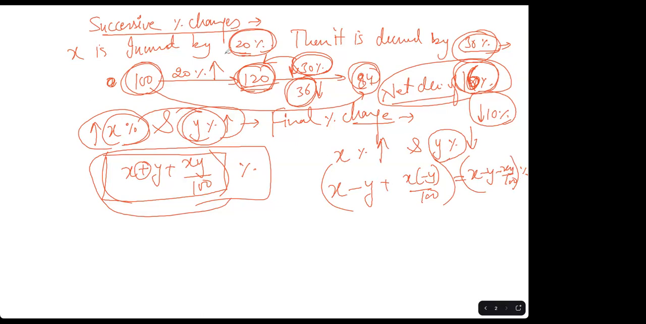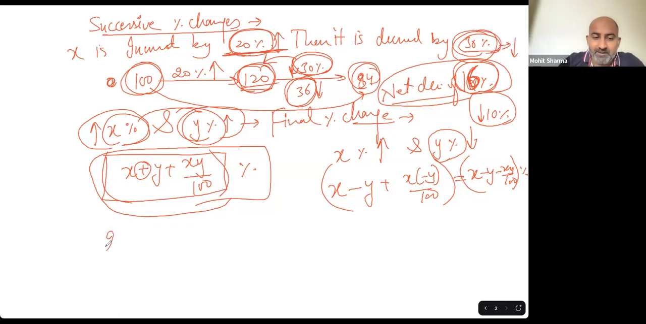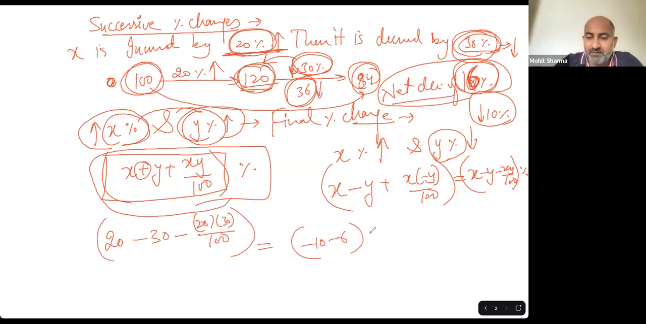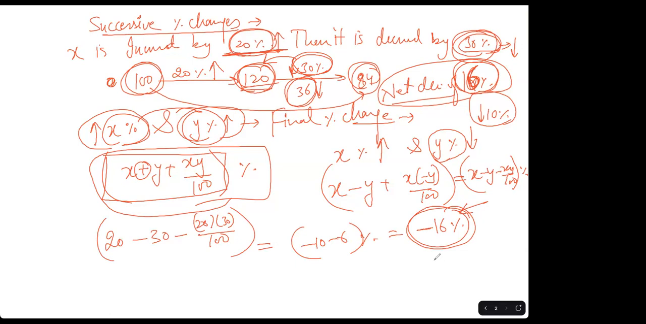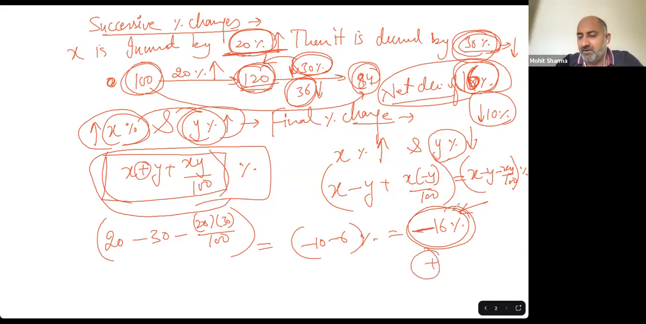For example, it's a 20% increase here and then a 30% decrease here. So X is 20, Y is minus 30, it's a decrease. And 20 into 30 divided by 100. This is what it is finally. So minus 10 minus 6 percentage, it's minus 16 percentage. That means the net effect is a 16% decrease. Negative 16% means it's a decrease. Understood? Any doubts? So if the net change is positive, it will be an increase. If the net change is negative, it will be a decrease.